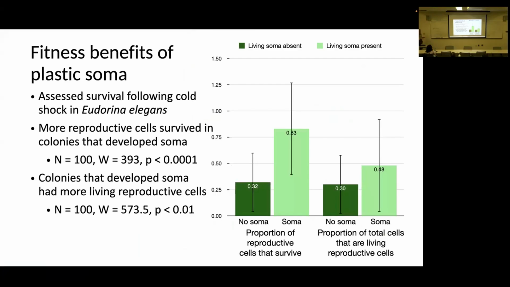So I looked at the fitness benefits of somatic cells. I assessed survival following cold shock in a species of Eudorina that's really closely related to the one that I did the experimental evolution with. And I found that more reproductive cells survived in colonies that developed at least one somatic cell. I also found that colonies that developed somatic cells had more living reproductive cells overall. So your reproductive cells are more likely to survive if some of your cells differentiate into soma.